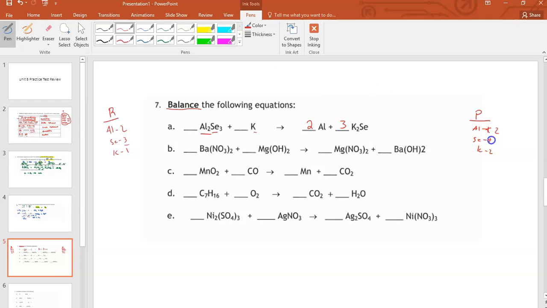Now, that gives me 3 seleniums on this side. Now, over here, I have 2 potassiums and only 1 potassium on the reactant side, so I just need to fix that by putting a 2 there. Balanced.